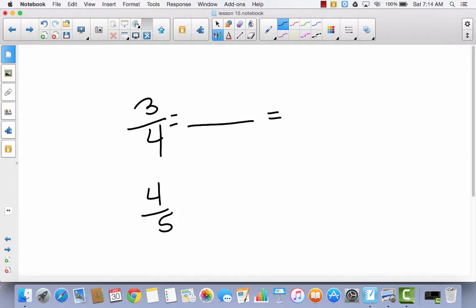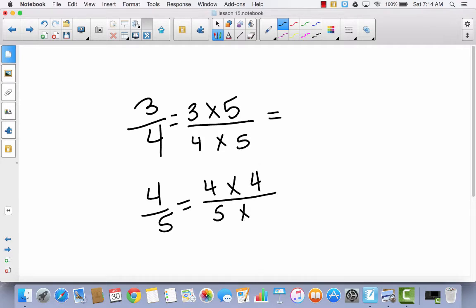Basically, I took the fourths and I multiplied the numerator and the denominator by 5. I took the fifths and I multiplied the numerator and the denominator by 4. See what I did there? I multiplied this fraction by 5 and I multiplied this fraction by 4. And look at what happened. I have a common denominator. We're going to be exploring that process even more in our problem set.